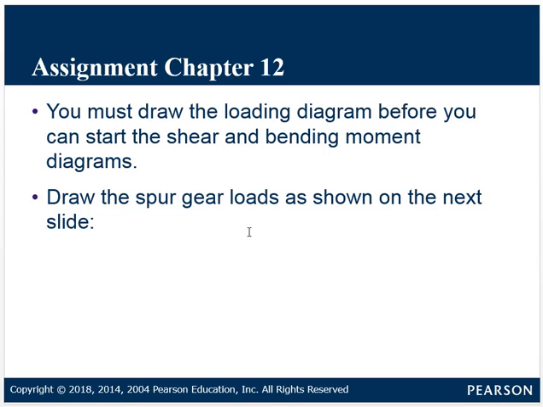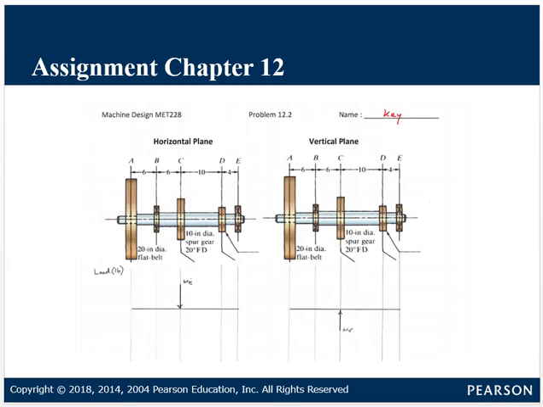So after you finish the assignment, which is calculating the radial and the tangential forces on gear C, what I want you to do is start by drawing the spur gear loads that you just calculated in problem 12.2. And it's going to look something like this. So this will be the first one. This will be the load diagram.